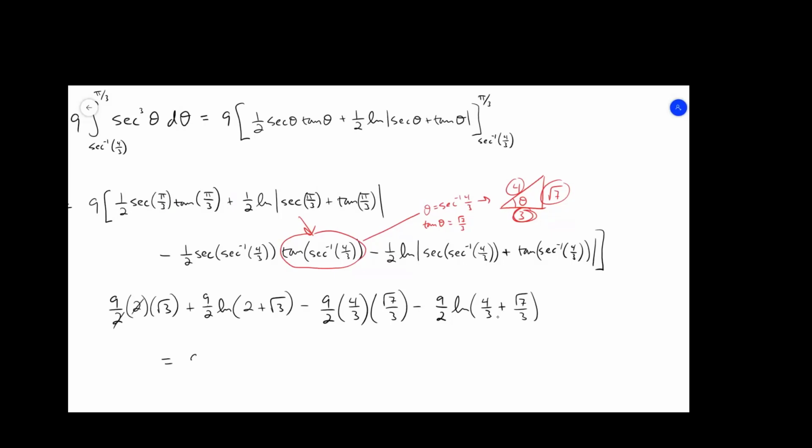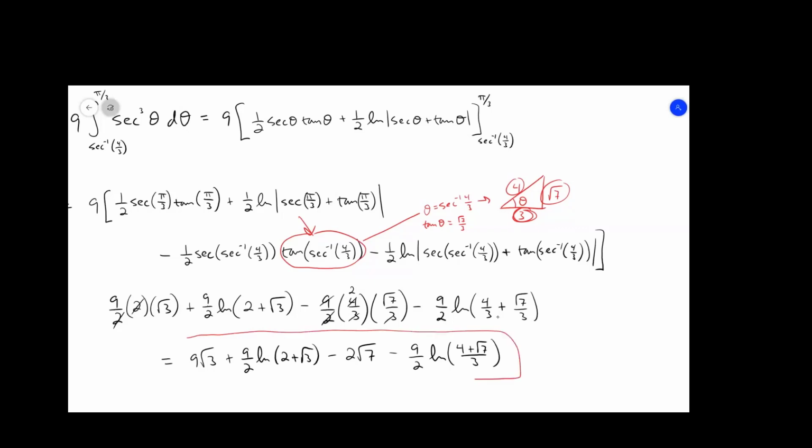So that's going to leave us with 9 root 3 plus 9 halves natural log of 2 plus root 3. These 3's can cancel with that 9. This 2 and this 4 will cancel, leaving us a 2 there. So minus 2 root 7. And then the rest of it, 9 halves ln 4/3. We can even write this as 4 plus root 7 over 3. So all of this is our numerical solution to this crazy hard problem.